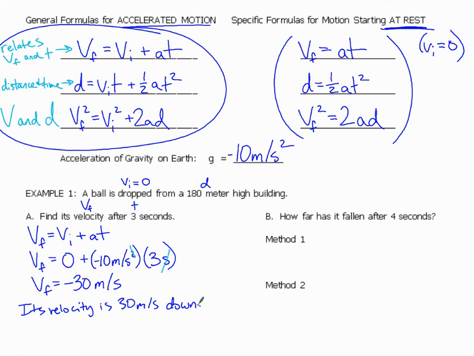How far has it fallen after 4 seconds? So in this one, how far, that's distance, has it fallen after T, 4 seconds? And there are really 2 methods that you could do here. Method 1 uses our physics formula that we see at the top. We are trying to relate distance and time. So we look up to our formulas, the one that relates distance and time. Distance equals initial velocity times the time, plus 1/2 the acceleration times the square of the time.